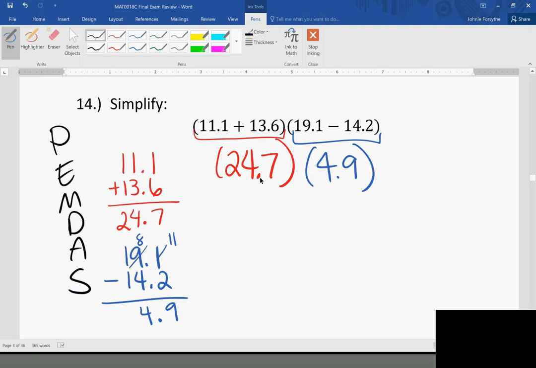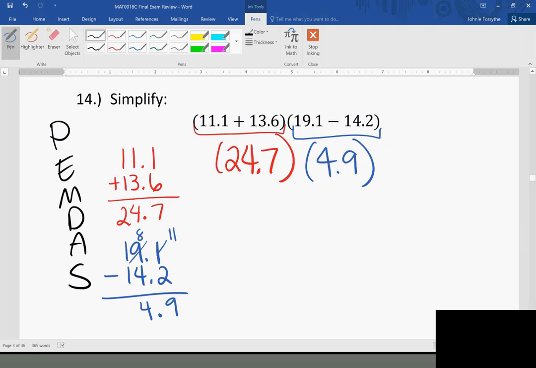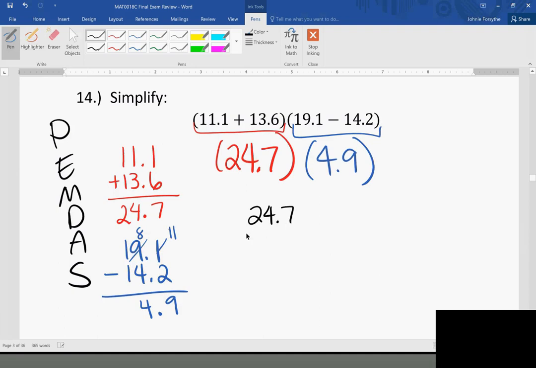So now what I have is 24.7 times 4.9. So now to multiply decimals, we don't have to line up the decimals. So we're going to multiply them like whole numbers. So we're going to have 9 times 7, which is 63. Carry the 6. 9 times 4 is 36. Plus 6 is 42. Carry the 4. 9 times 2 is 18. Plus 4, which is 22.